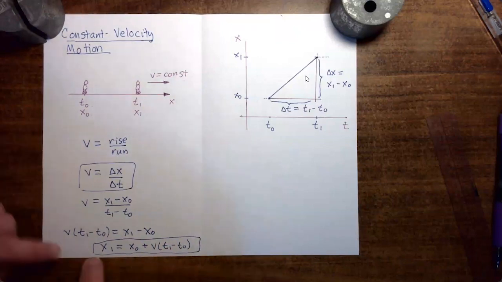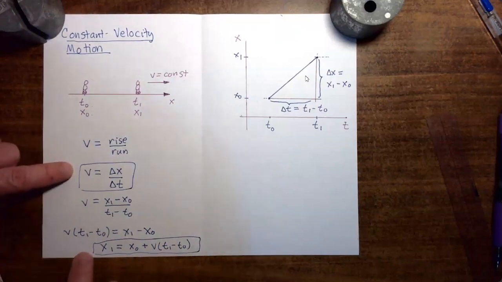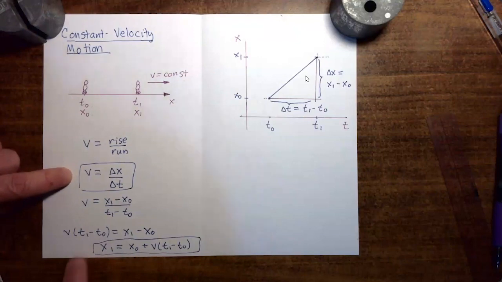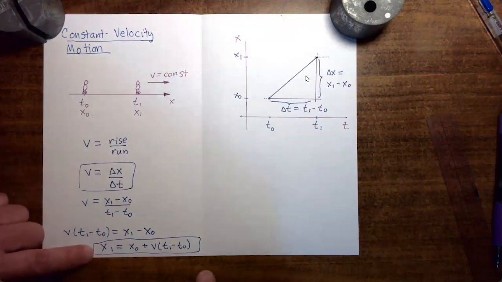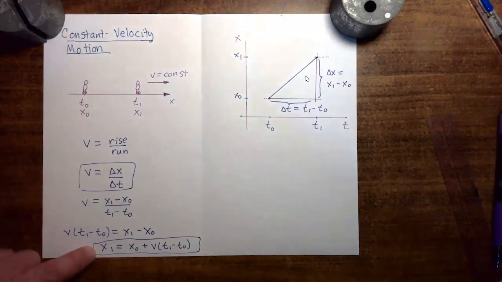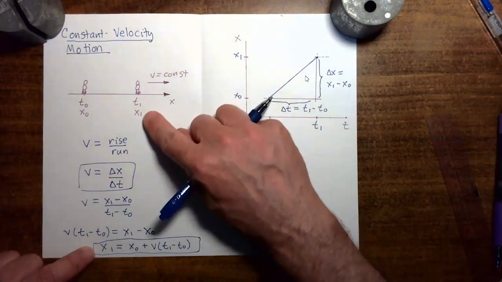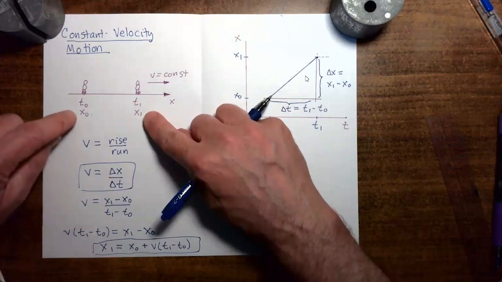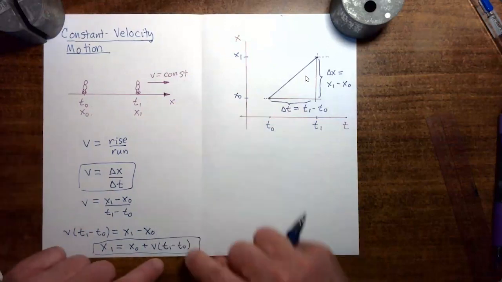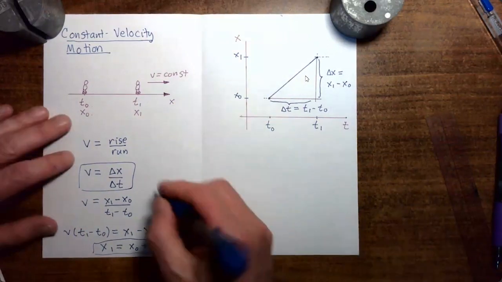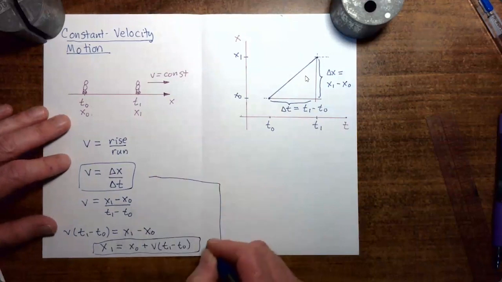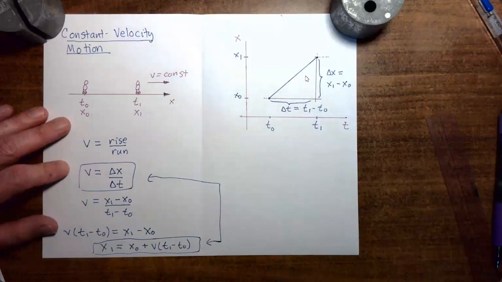Okay, so these two boxed equations are mathematically equivalent, but the second one gives you a different perspective. The second equation gives you the final position of the object in terms of the initial position and the time interval. Both of these equations, again, are mathematically equivalent, and they are valid only when we are describing an object moving with a constant velocity.